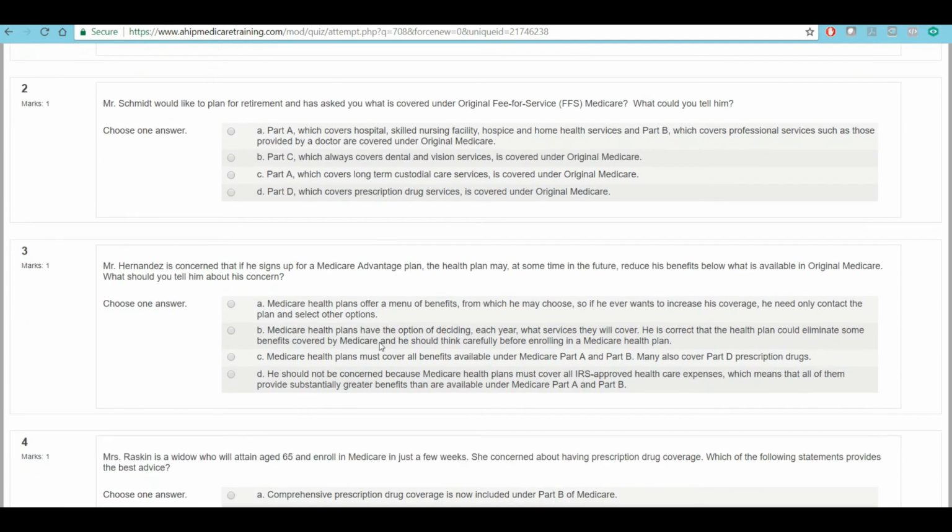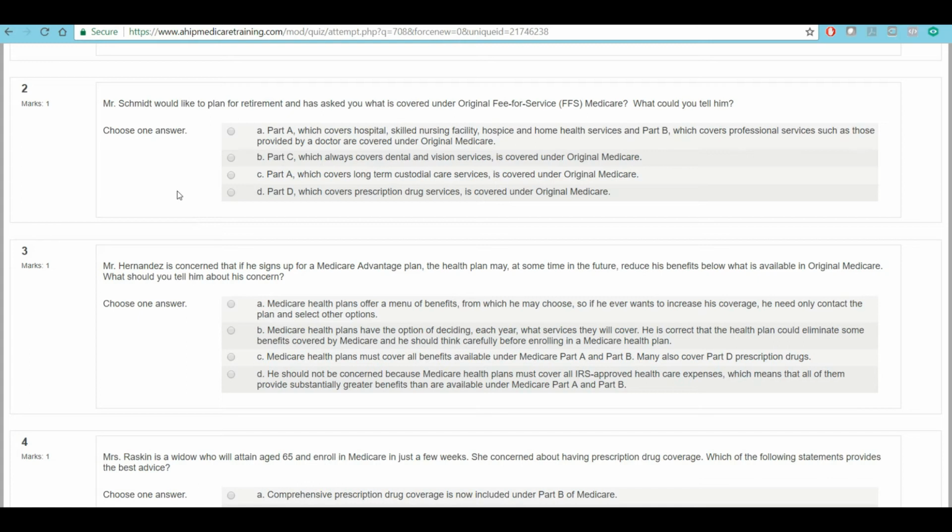So here's the second one. Mr. Schmidt would like to plan for retirement and has asked you what is covered under Original Fee for Service, FFS, Medicare. What could you tell him? So we have first choice A, Part A, which covers hospital, skilled nursing facility, hospice, and home health services, and Part B, which covers professional services such as those provided by a doctor and covered under original Medicare. Now that sounds exactly like the one we read earlier on an earlier slide.